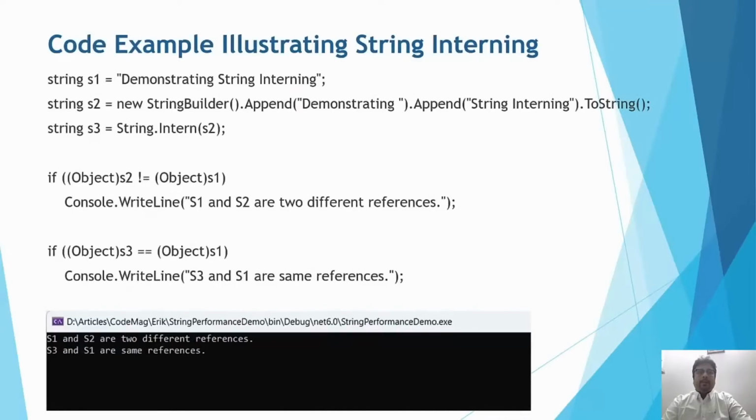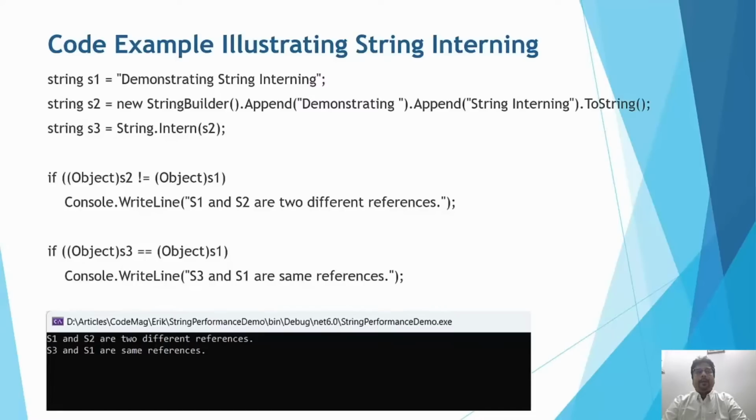Now we come to a code example which will illustrate string interning. So you will now be able to know how exactly it works when you try to intern strings using a string builder and then making a call to the string.Intern method. So you see the string object S1. We have assigned this string constant, "demonstrating string interning", to S1.